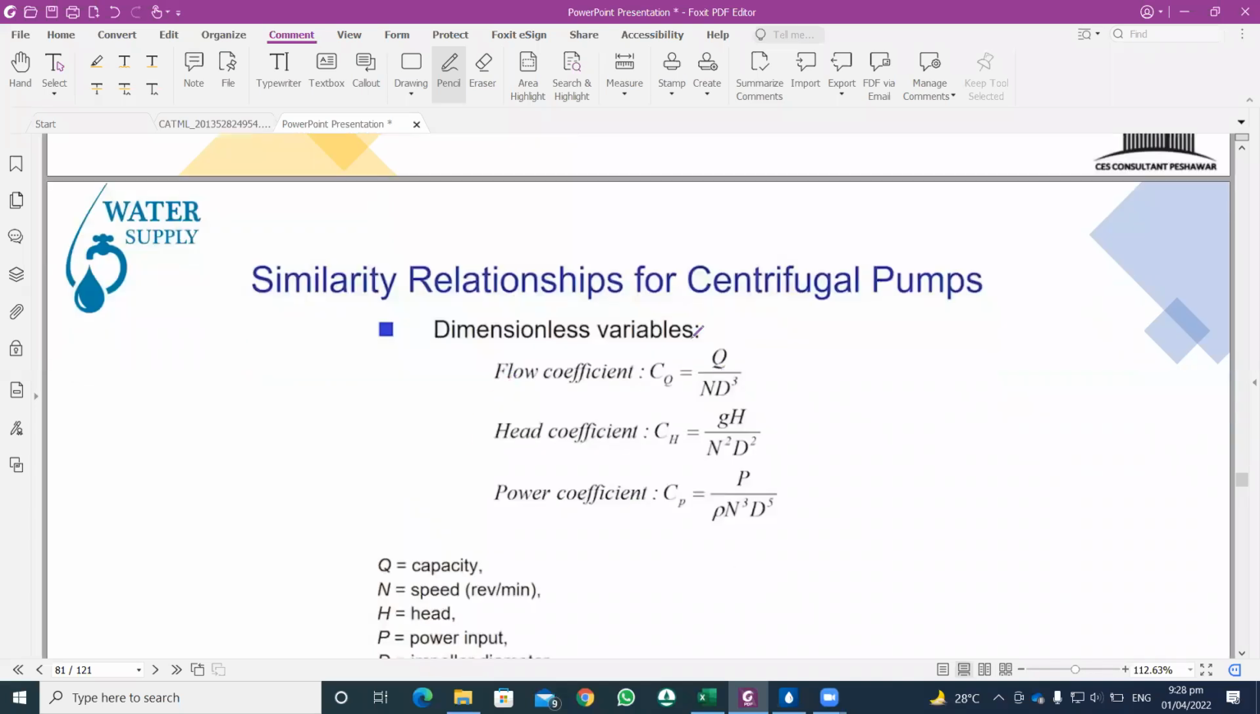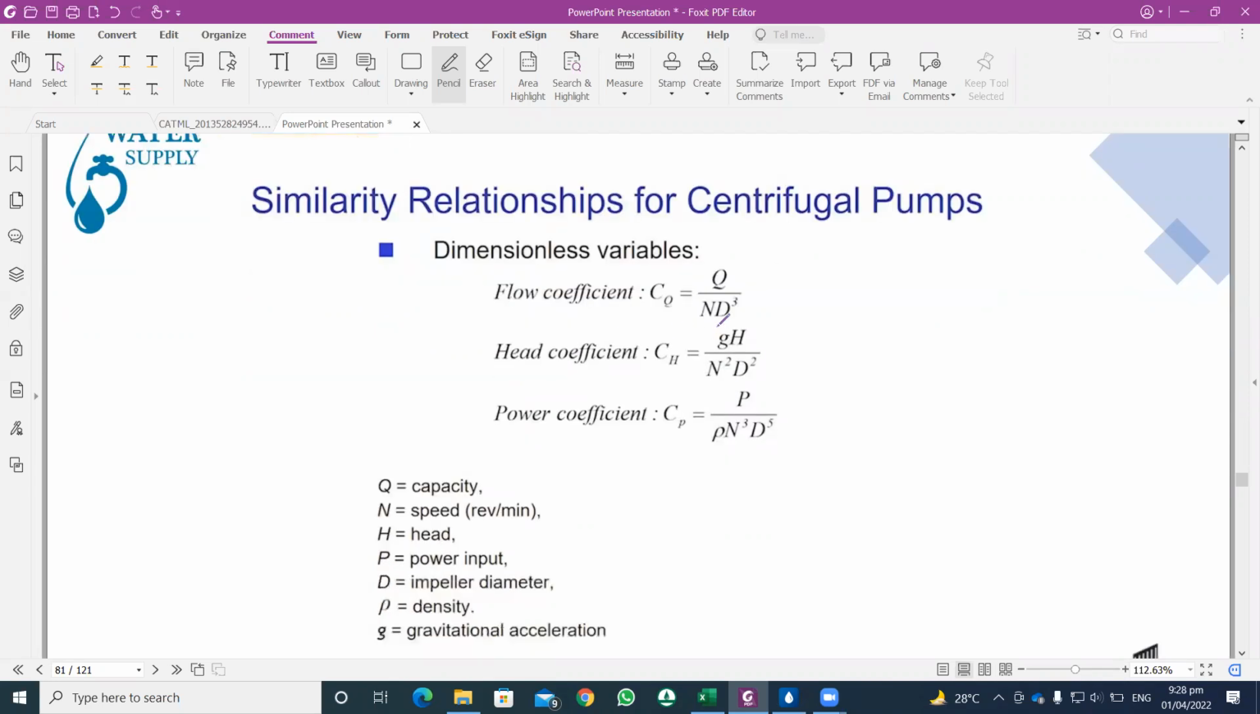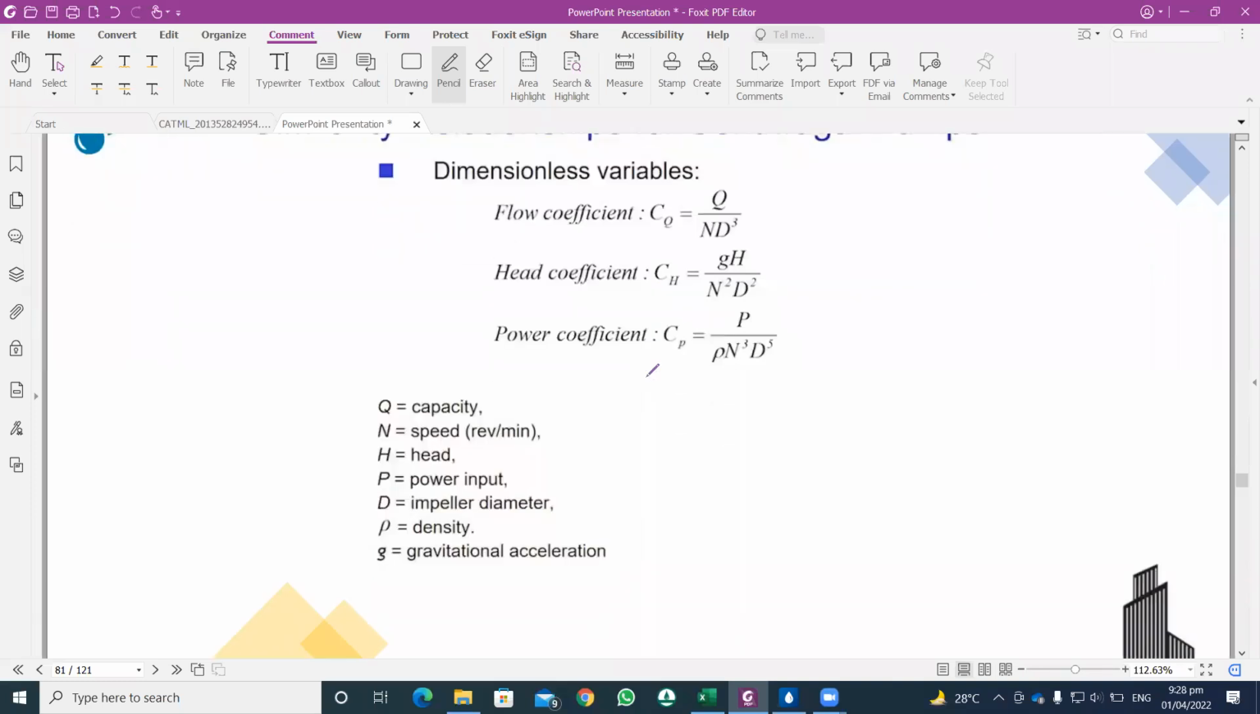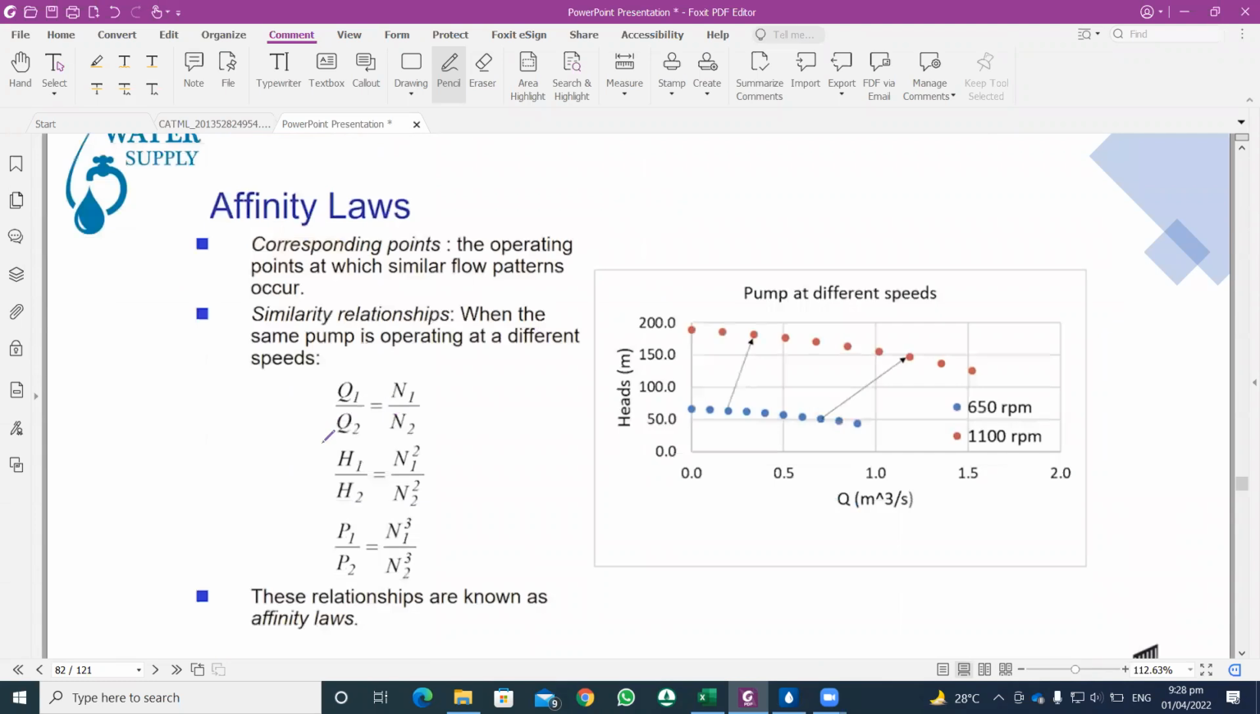So these are basically similarity equations derived by the Buckingham-Pi theorem. These equations are used for defining or deriving the specific speed of a pump, and based on this specific speed, we calculate the discharge of a pump, the head of a pump, and similarly the power input of a pump. These equations are used by the manufacturer in order to get different types of curves by using different speeds of a pump.